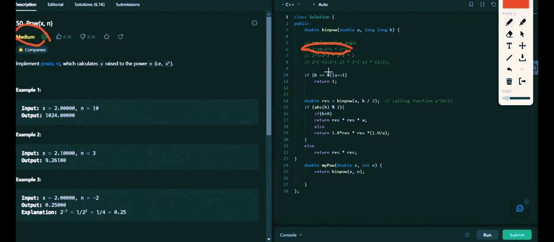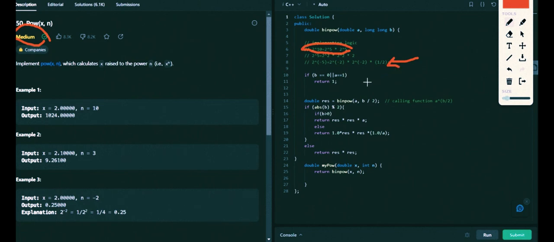Similarly, if my exponent is negative, that is 2 to the power minus 5, then what we can do is write 2 to the power minus 2 into 2 to the power minus 2 into 1 by 2, or 2 to the power minus 1. So as we can see, 2 to the power n, if n is even, can be broken down to 2 to the power n by 2 into 2 to the power n by 2. If n is odd, then we need to multiply an extra 2, or divide by 2 if n is negative.